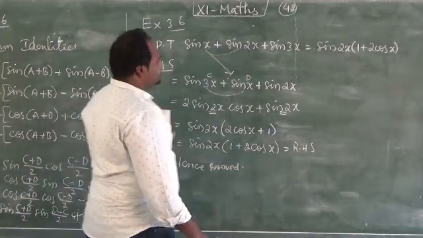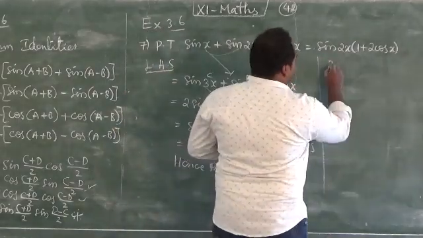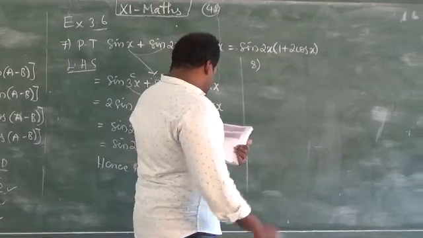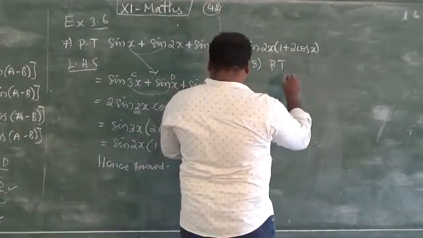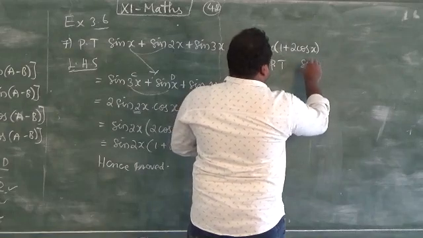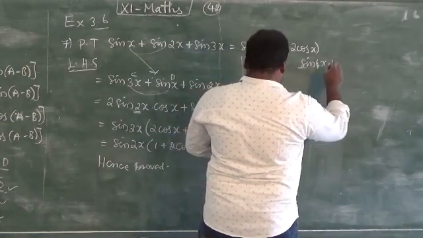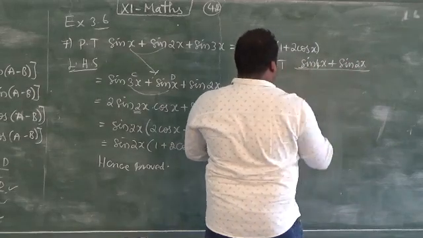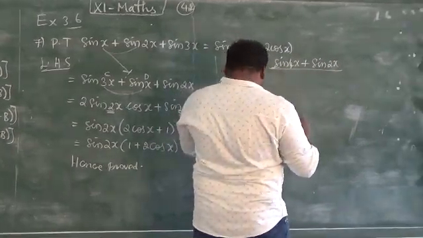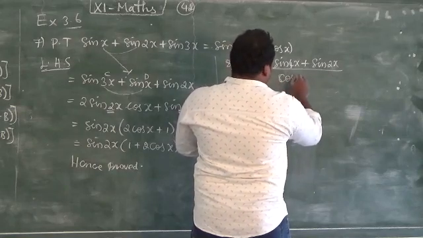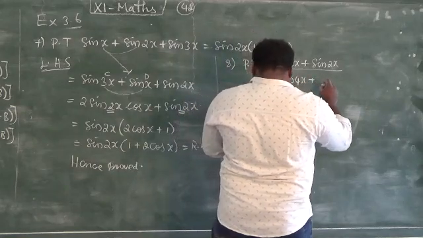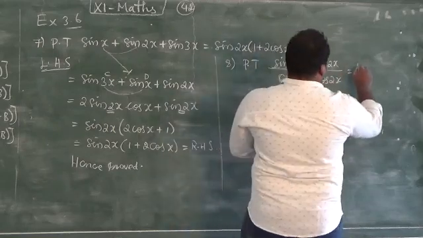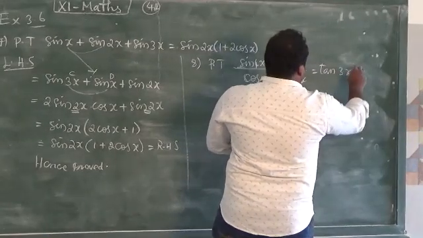So problem number 7 is over. Next, problem number 8. Prove that (sin 4x plus sin 2x) by (cos 4x plus cos 2x) equal to tan 3x.